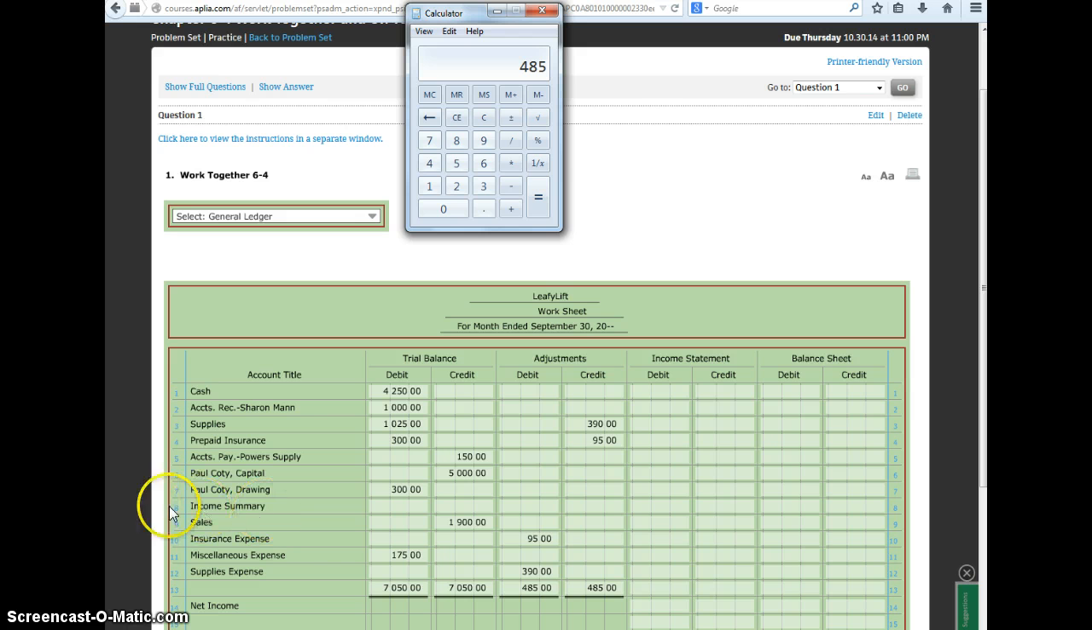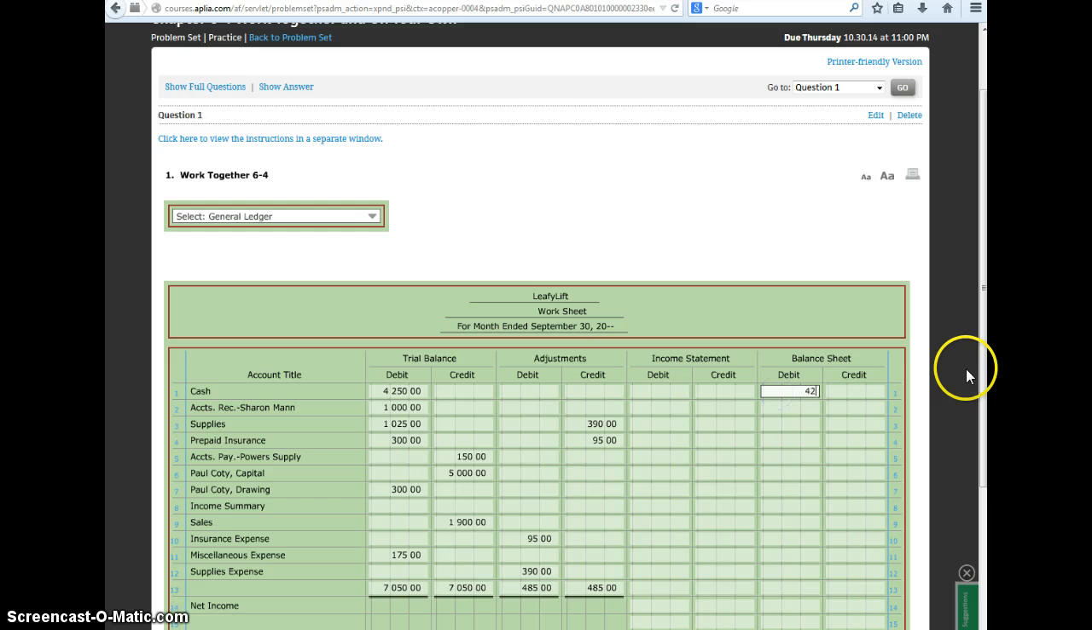Remember, your income summary is that line to help you remember where to go. Anything above it is a balance sheet. Anything below it is going to be your income statement. So take a moment, go through, get all your numbers in there the way they're supposed to be.